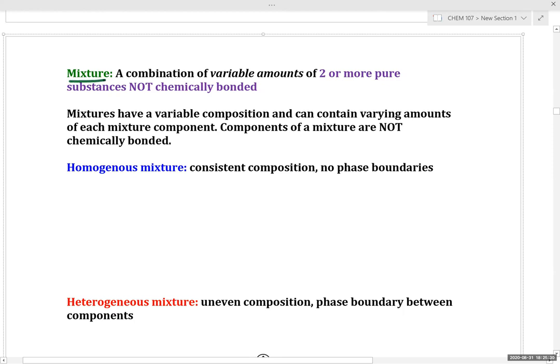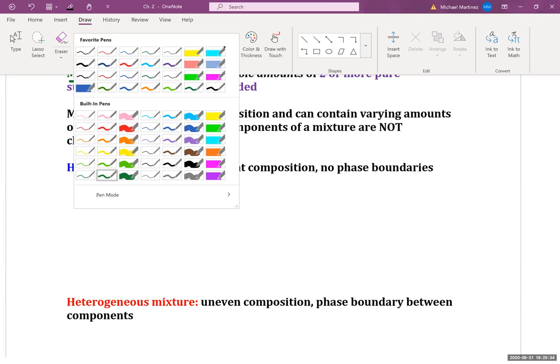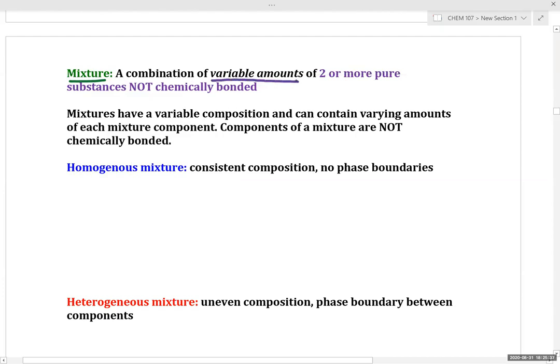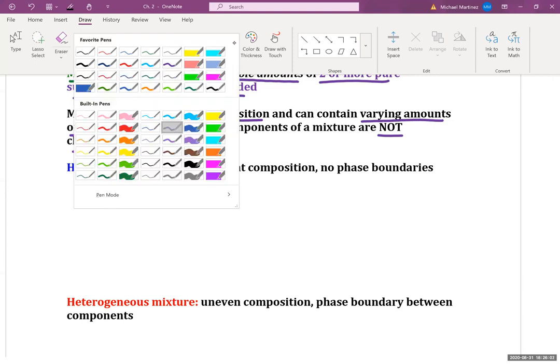A mixture is a combination of variable amounts of two or more pure chemical substances that are not chemically bonded. Mixtures have a variable composition and contain varying amounts of each mixture component. The components of a mixture are not chemically bonded. Let's look at an example of two different subclasses of mixture.